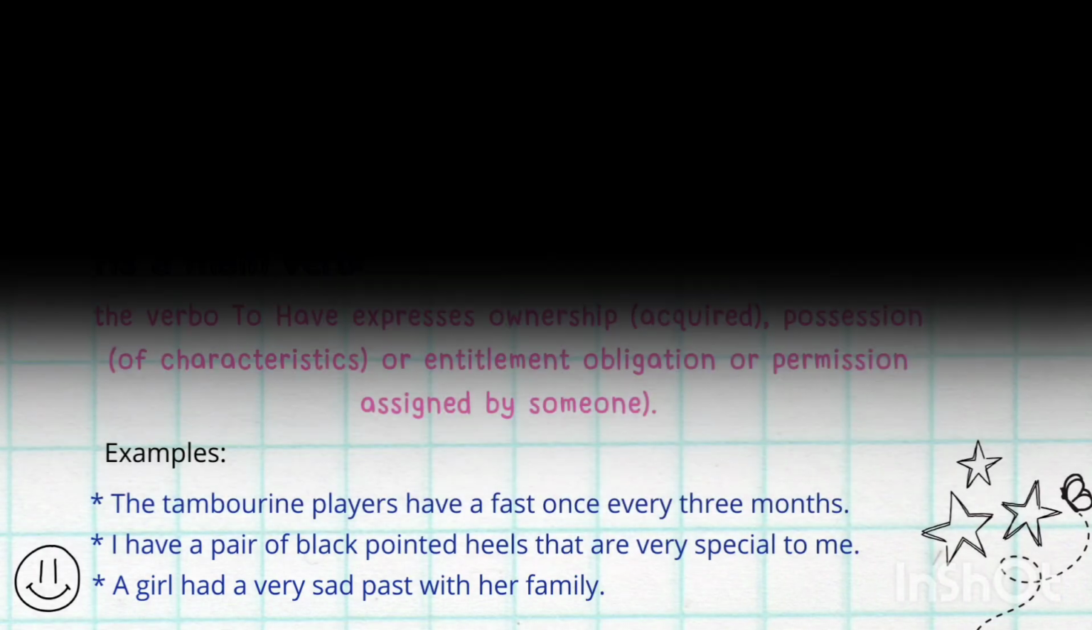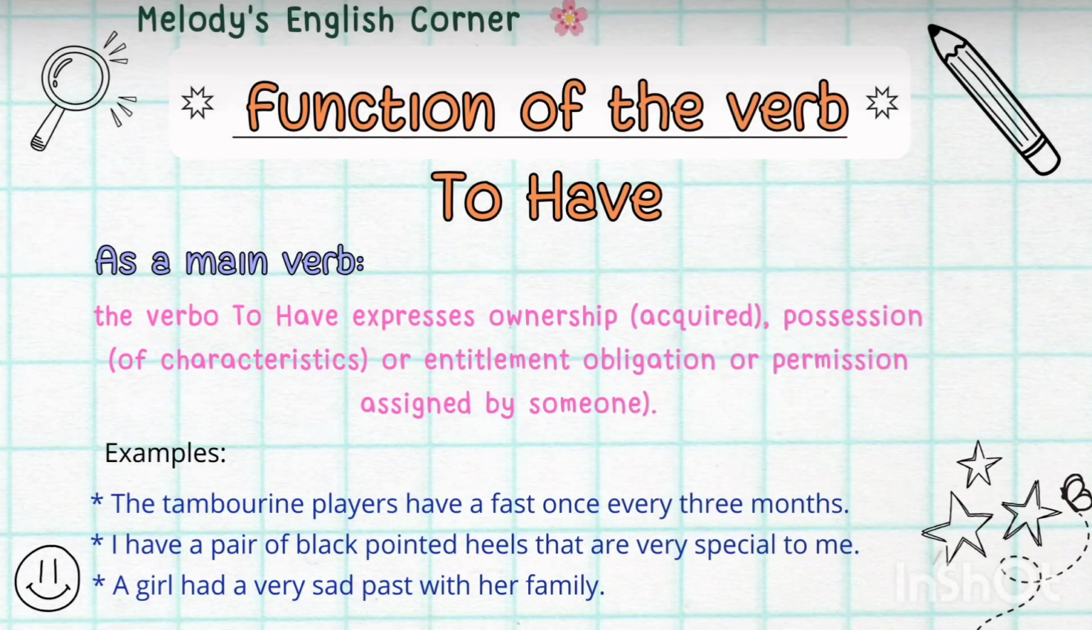Alright guys, now we're going to focus on the functions of the verb to have as a main verb. The verb to have expresses ownership, acquired possession of characteristic, or entitlement, obligation, or permission assigned by someone. For examples, the tambourine player has a fast once every 3 months.